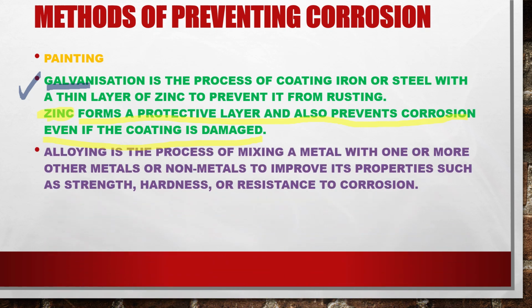Now one more way, if we don't have zinc, or we don't have that much application of zinc, then we can go for alloying. Alloying means mixing of metal with one another. When two or more other substances, metals and non-metals, are mixed to improve its properties such as strength, hardness and resistance, this is called alloying.